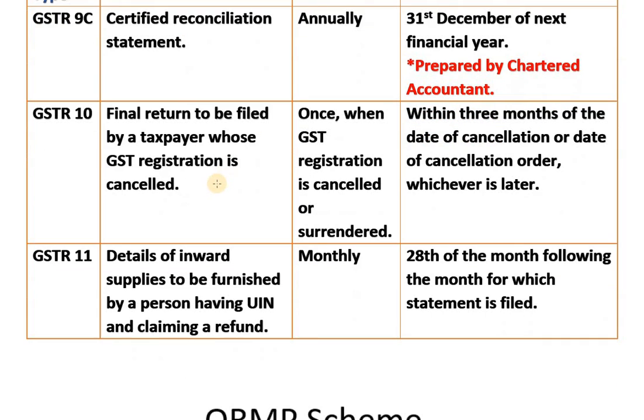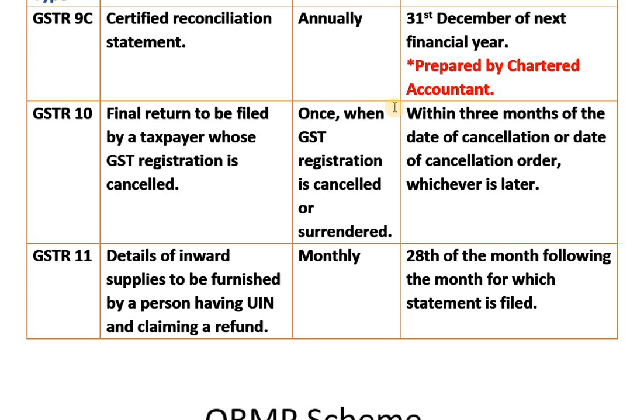Next type of return is Gstr 10, which is the final return to be filed by taxpayers whose GST registration is cancelled. Only those taxpayers who want to cancel the registration have to file Gstr 10, which is the final return. And when should it be filed? Once when GST registration is cancelled or surrendered. If the GST registration is cancelled or surrendered, they have to file this Gstr 10.